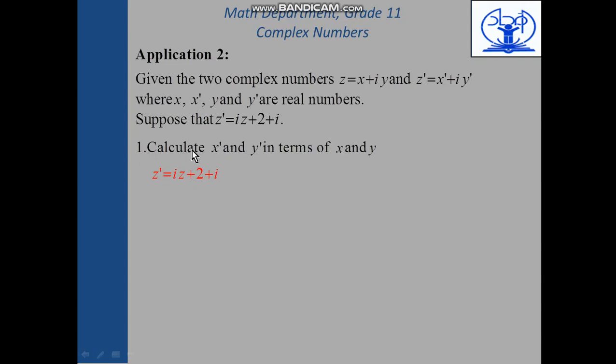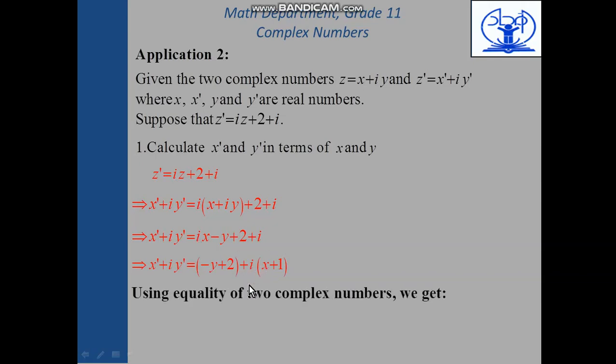In this case, we put the relation here. We replace z prime by the algebraic form x prime plus iy prime, and we replace z by x plus iy. We have to do the calculation here. So ix plus i squared y, which is equal minus y, plus 2 plus i. And finally we group here the real part: it's minus y plus 2, plus i into x plus 1.